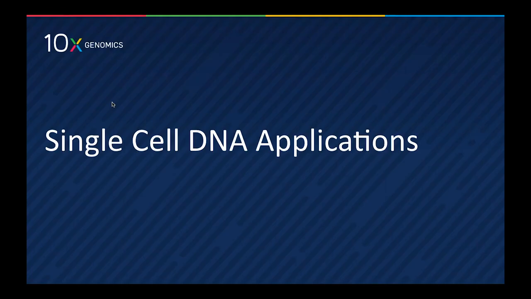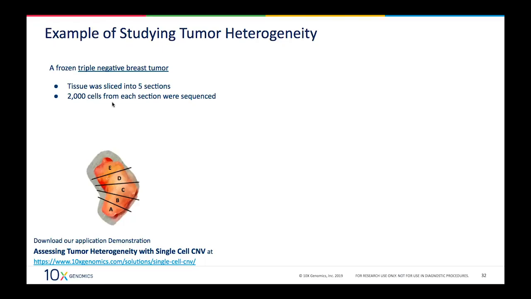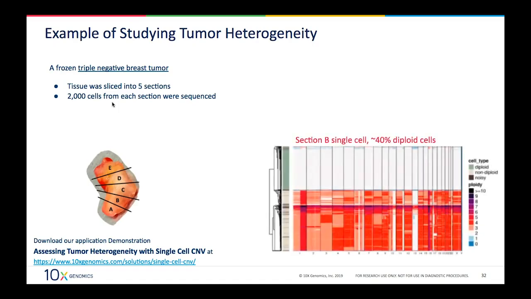So now I'm going to show you how we can use the 10x single cell DNA system to study heterogeneity in cancer. In this demonstration, we have taken a flash frozen piece of a triple negative breast tumor cancer. The piece was sliced into 5 sections, and each of the sections had 2,000 cells analyzed in the single cell CNV solution. I'm going to be showing you here how section B looked as shown on the visualization.